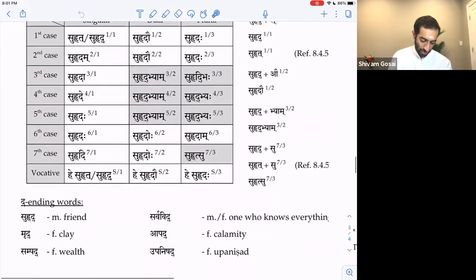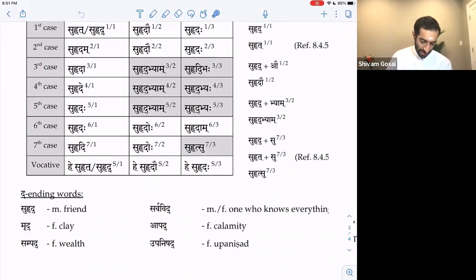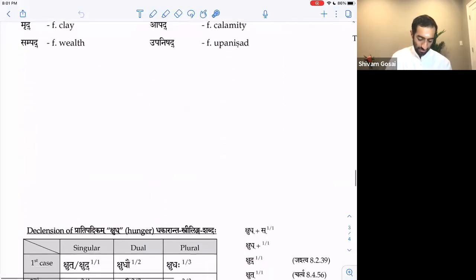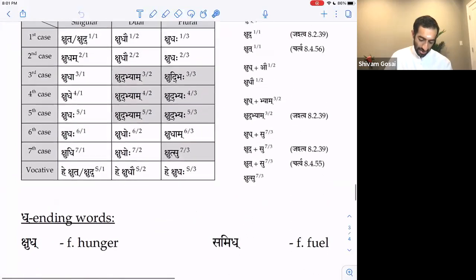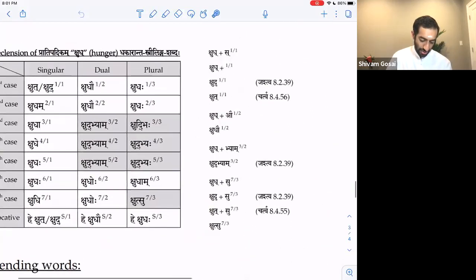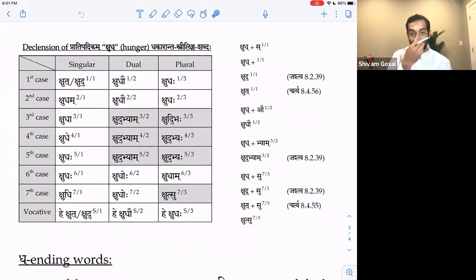So just like suhrid, other words that decline like this are sarvavid, mrid, which means clay, apad, which means calamity, sampad, which means wealth, Upanishad, in 1-1. The same thing as all the other ones that we've been saying. It can become shut or shud.